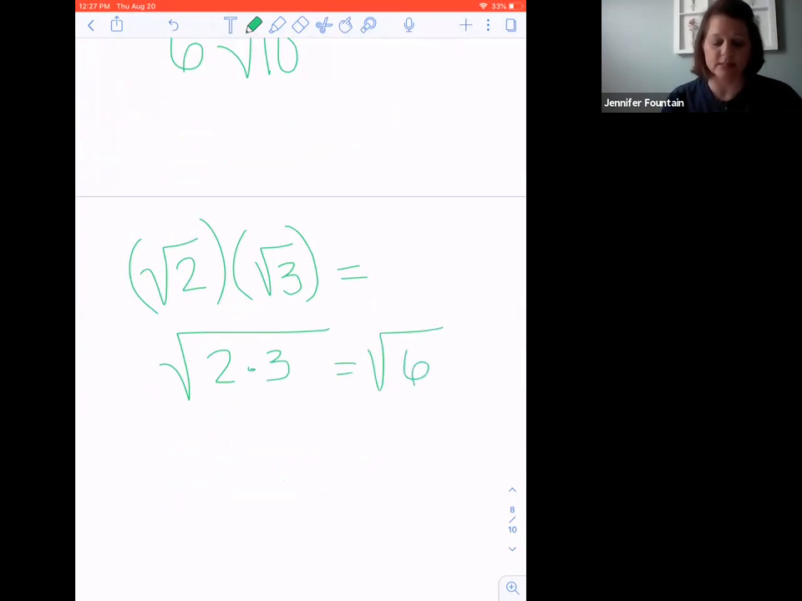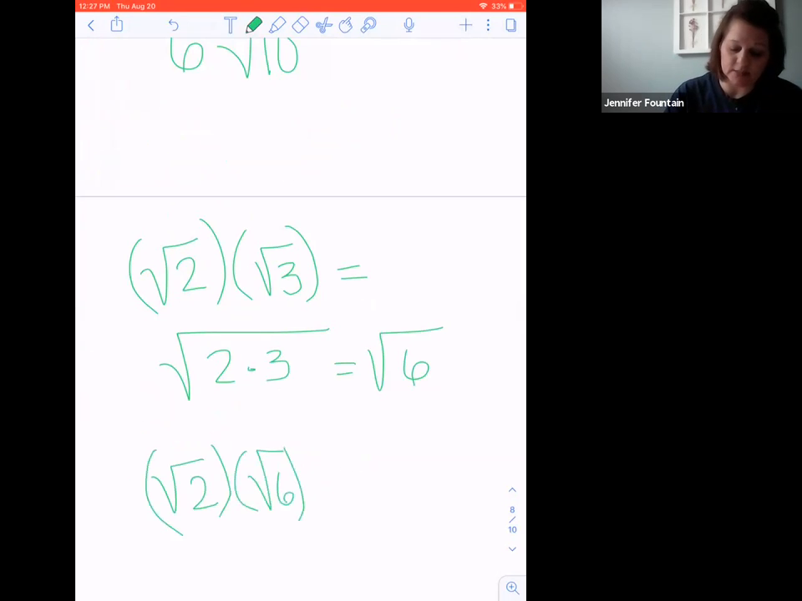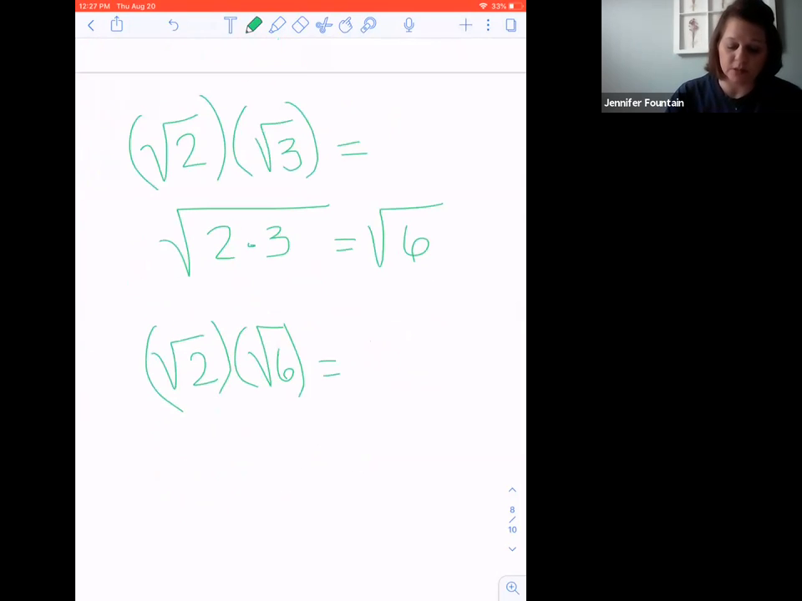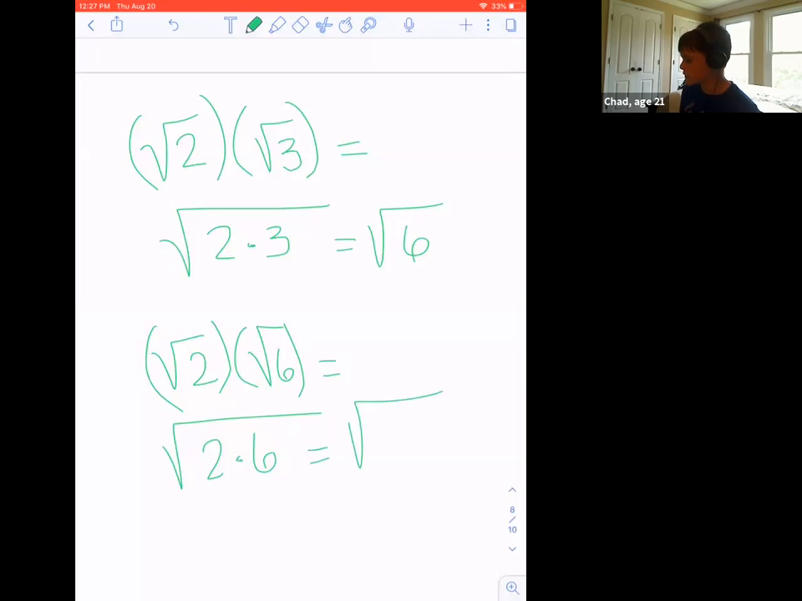2 times 3 is 6. Oh, makes sense. Okay. And so I know that can't be simplified. Let's say I have the square root of 2 times the square root of 6. I'm going to put those under the same radical, so I'm going to have 2 times 6. So what is that going to give me? The square root of 12.